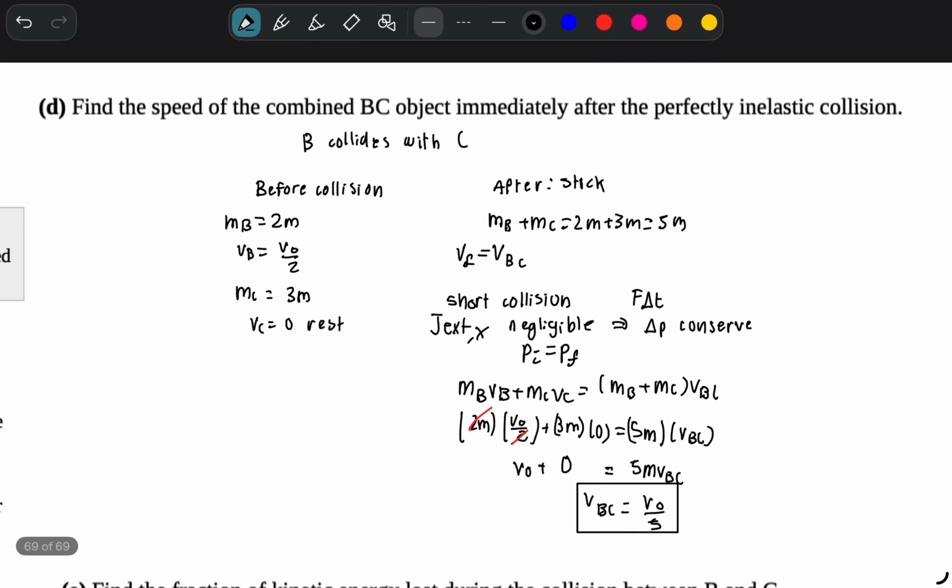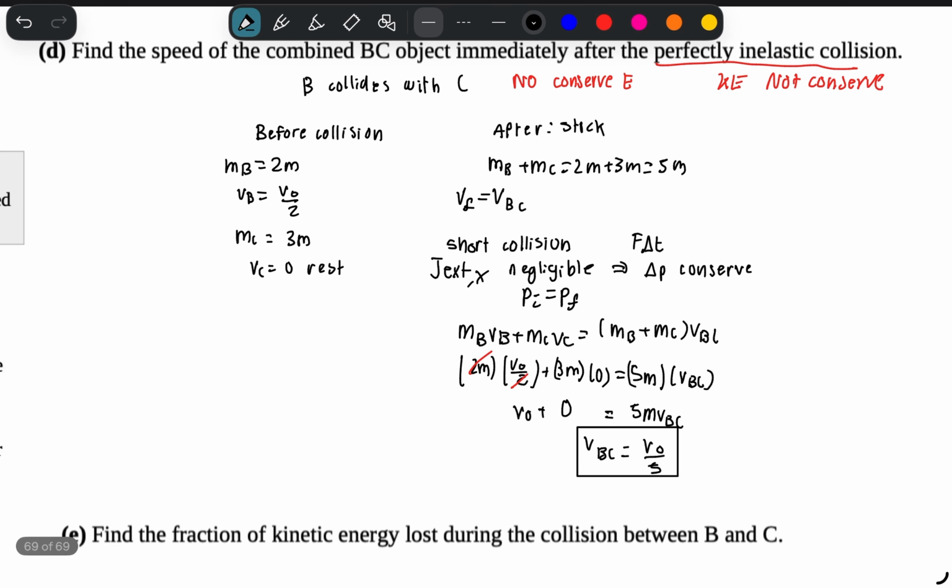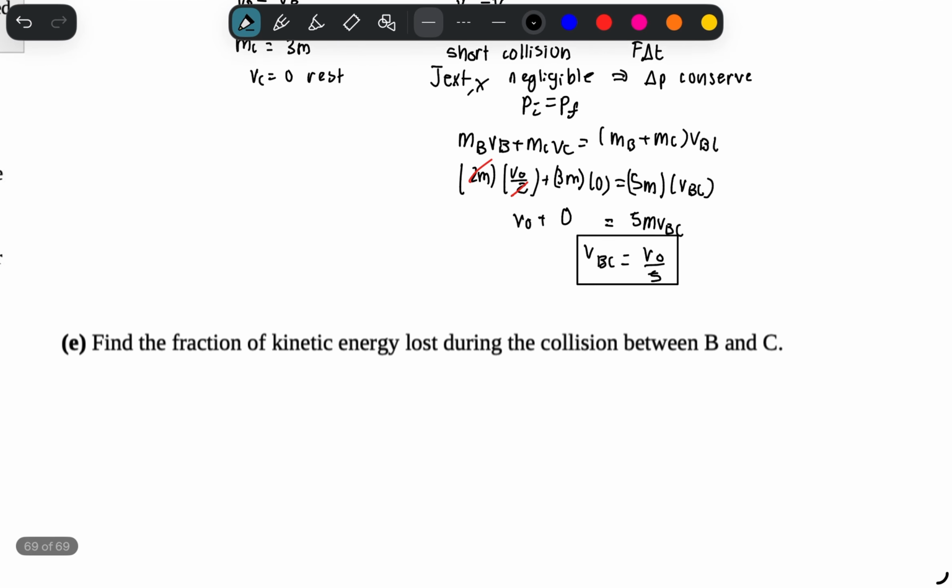So we do not have conservation of energy, so we can't use that, because a perfectly inelastic collision means kinetic energy is not conserved. But remember, with all collisions, we always have conservation of momentum because of that short time that the collision occurs over.